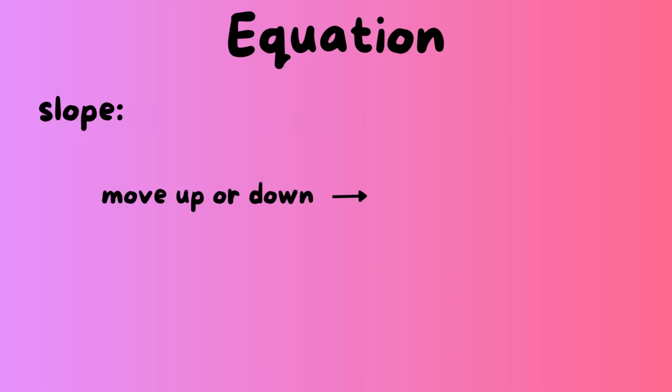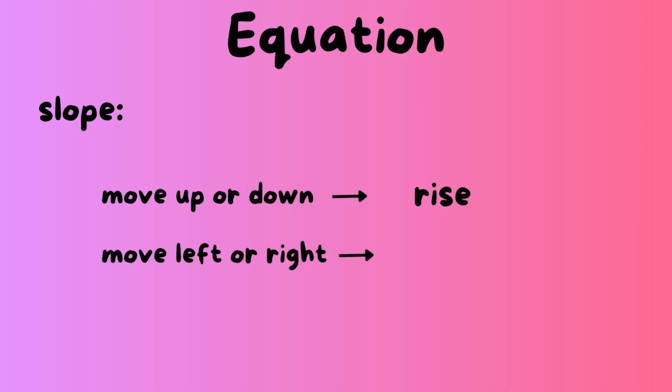The amount you move up or down is called the rise. The amount you move left or right is called the run. The slope is simply the ratio between these two values. Slope is rise over run. This makes sense because a steeper line rises more for the same horizontal movement.